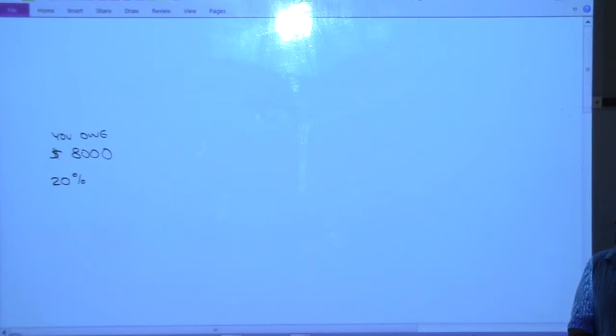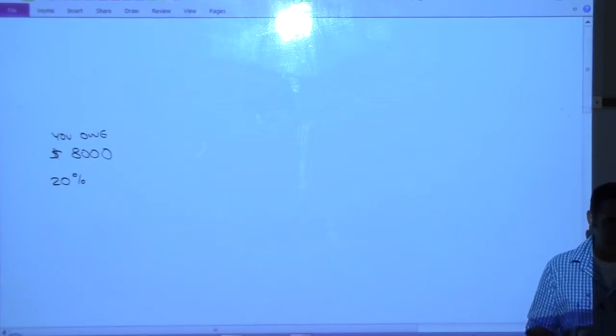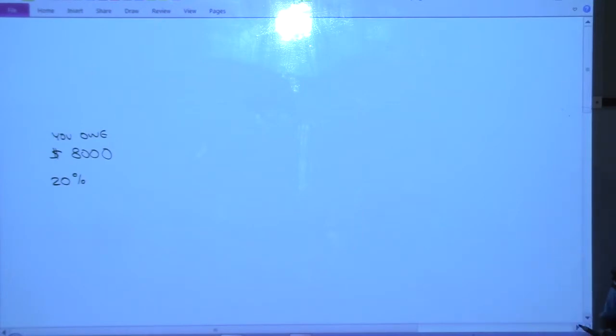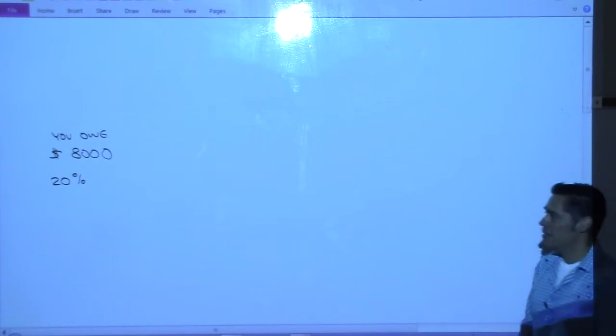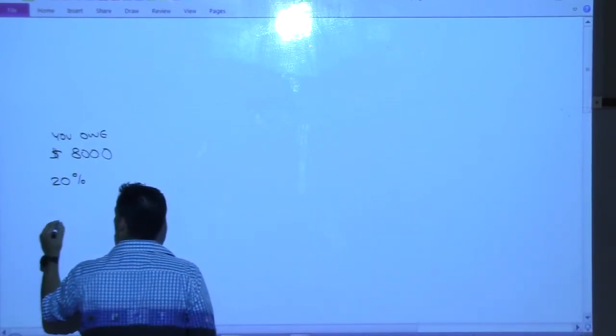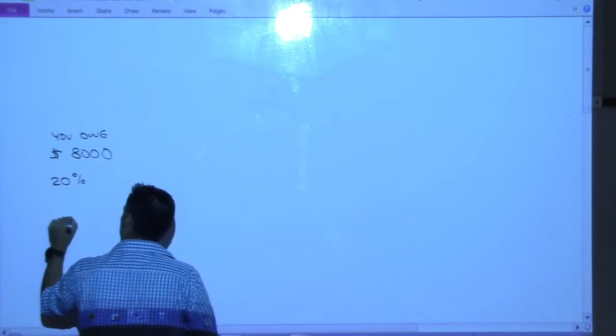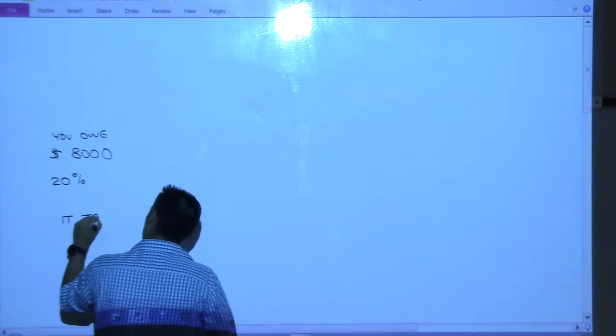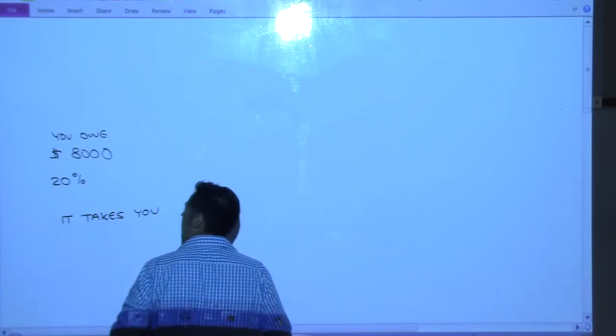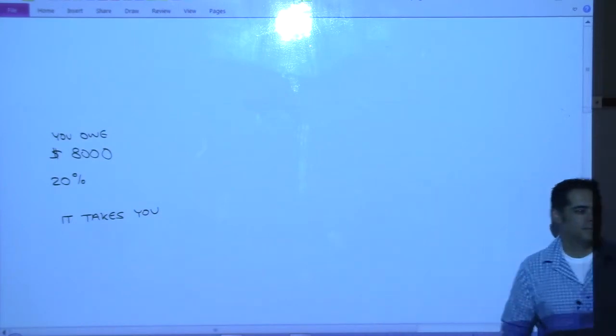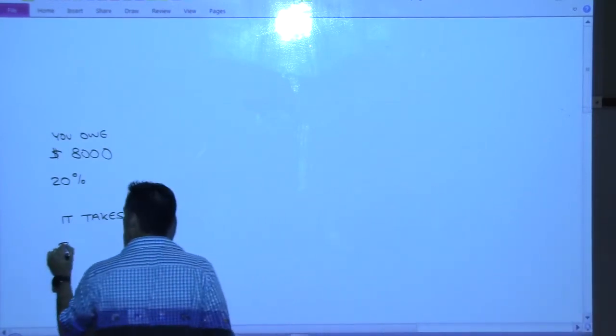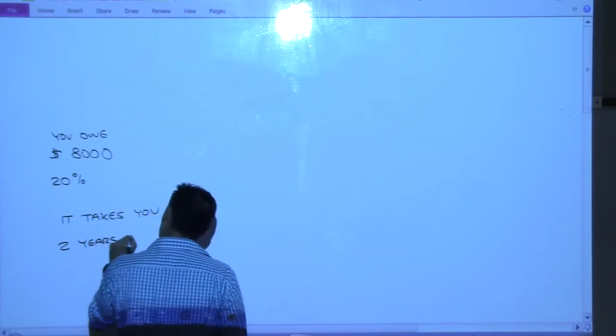Now, this is not really a true representation of the way credit cards work because credit cards do have minimum monthly payments. But those minimum monthly payments really don't do anything to bring down the balance. So it's almost like you're not making a payment at all. So this is going to be a model that kind of shows you what happens if you just do the minimum payments. How many years do you want to pay that 8 grand off in? 2 years? It takes you 2 years to pay it off.